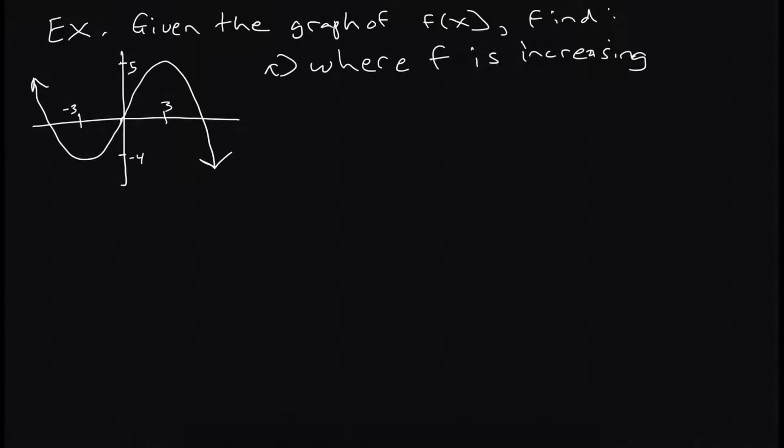So I want to know, where is this function going up as I look from left to right? And it seems like that starts happening at x equals -3. So I'm going to start drawing some arrows there. Functions going up, up, up. And that seems to stop happening at +3. So my function is increasing everywhere between x equals -3 and x equals +3.